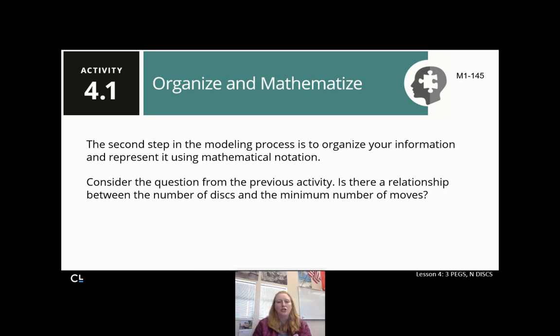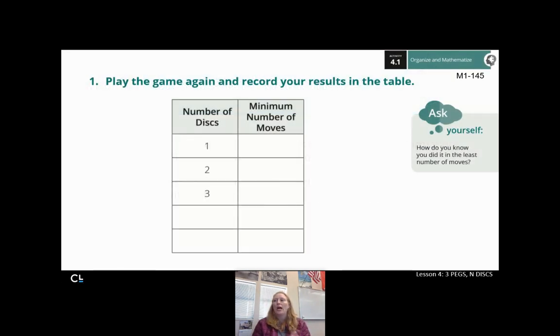So to help us figure this out, we're going to make a table, okay? So go ahead and keep playing the game a little bit, but play the game with 1 disc. What's the minimum number of moves it would take to win? Play the game with 2 discs. What's the minimum number of moves it would take to win? And you were already playing with 3 discs, but play with 3 discs again. See what the minimum number of moves it would take for you to win. So go ahead and hit pause, play with it a little bit and fill in this much of our table, and then hit play when you're ready to continue the discussion.